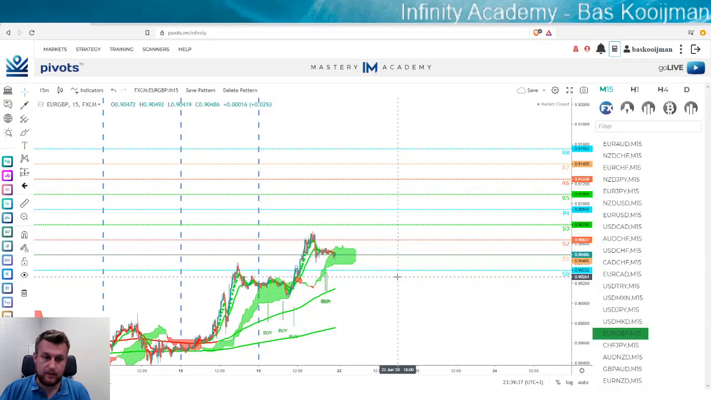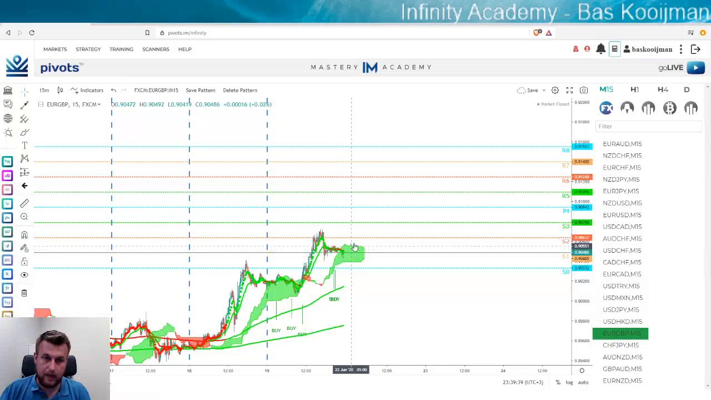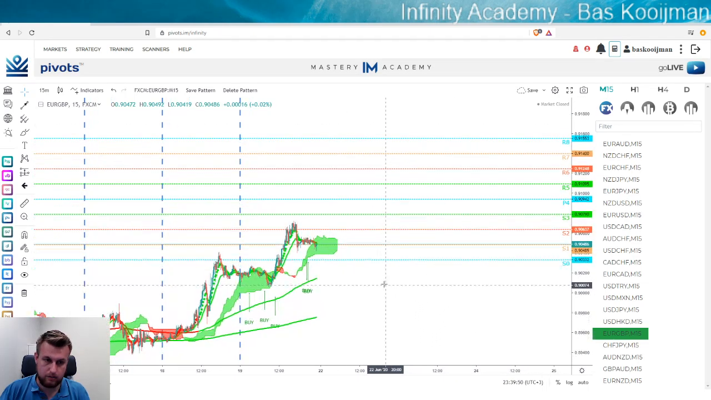Now this is a great example where we still have a lot of space to cover with the pivots. So I want to talk a little bit more about what the options are and how I would construct my trades in this buying period.